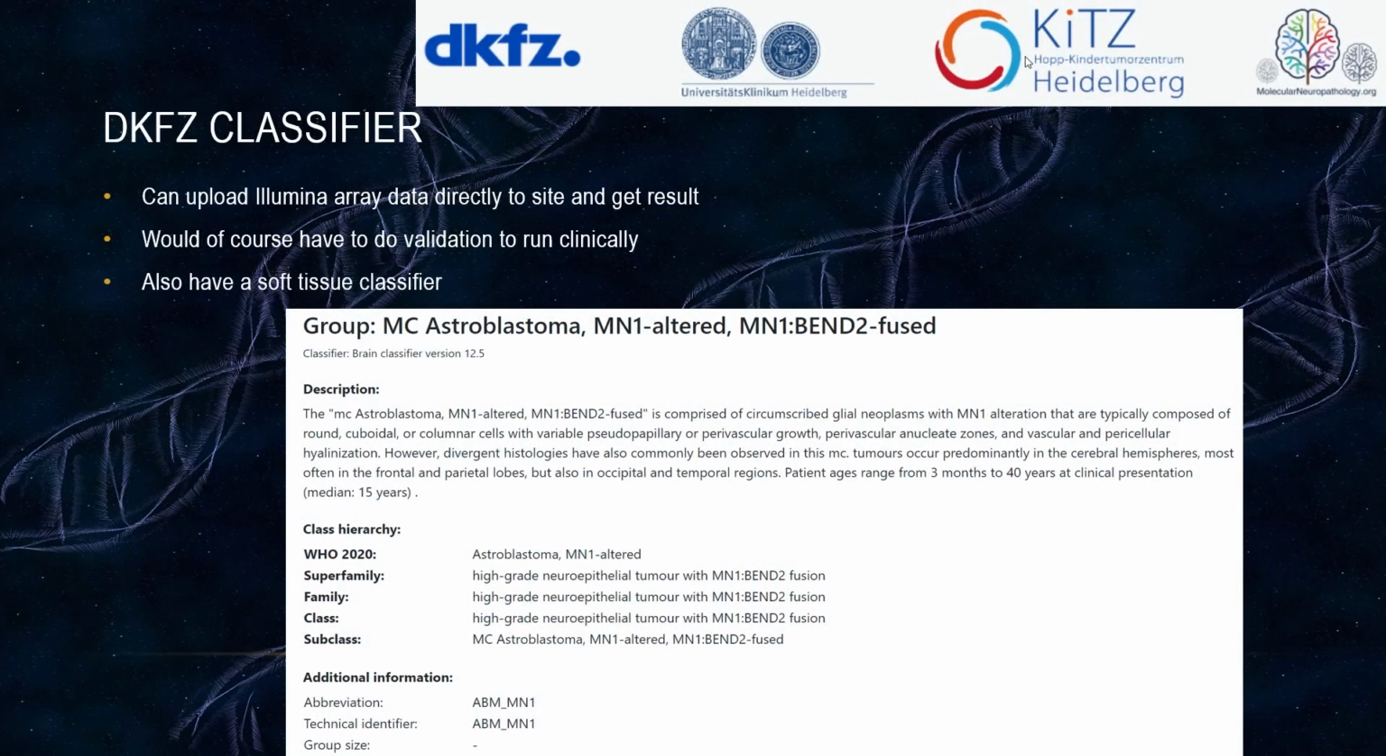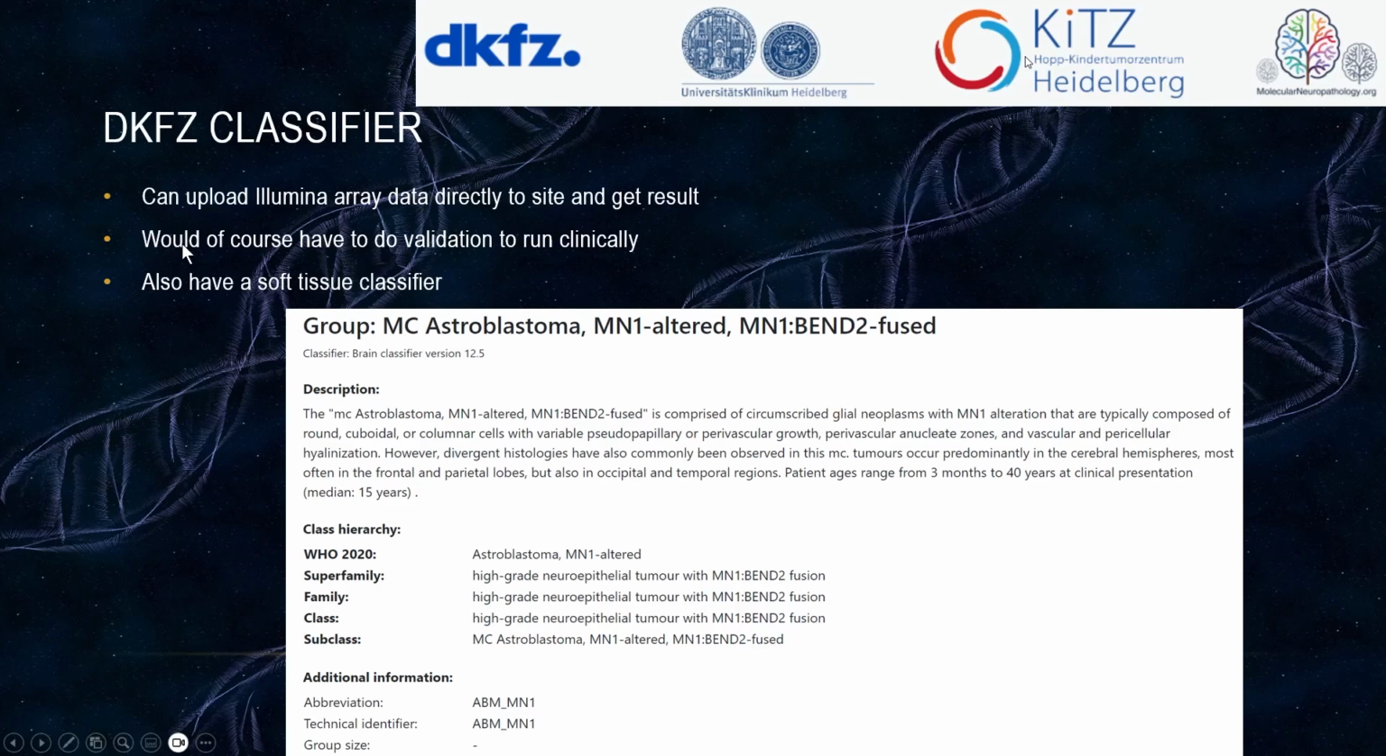So the DKFZ classifier is available online, and you can submit things to classify. There may be some changes going on. I think they were trying to make deals and possibly monetize it, but I know there's some changes that I haven't checked up on in a little while. But again, however you access it, you can upload Illumina array data and then directly get the methylation results. So it'll run it through their classifier and give you an answer.